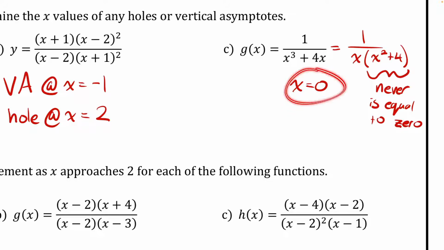What is this? Is it a hole? Is it a zero? Is it a VA? What's going on here? Zero. 0 is 0. Good guess, but no. I know it's confusing. Why do we use the word zero? Can't we just use the word x-intercept? Is this an x-intercept? No, it's not. It's a vertical asymptote. Why is it a vertical asymptote? Because this x was the winner of the bottom. Whenever the bottom wins, it's a VA, a vertical asymptote.